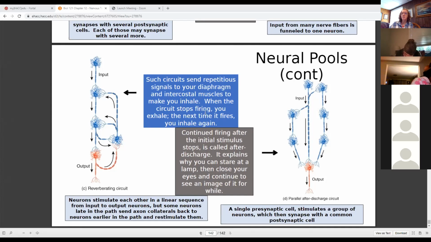This allows for repetitious signals to your diaphragm and intercostal muscles to make you inhale. When the circuit stops firing, you exhale. Next time it fires, you inhale again.